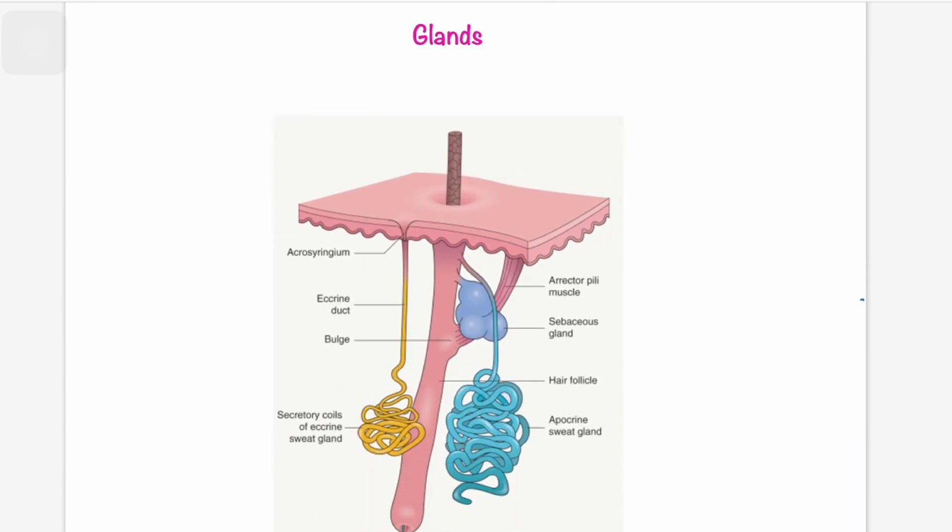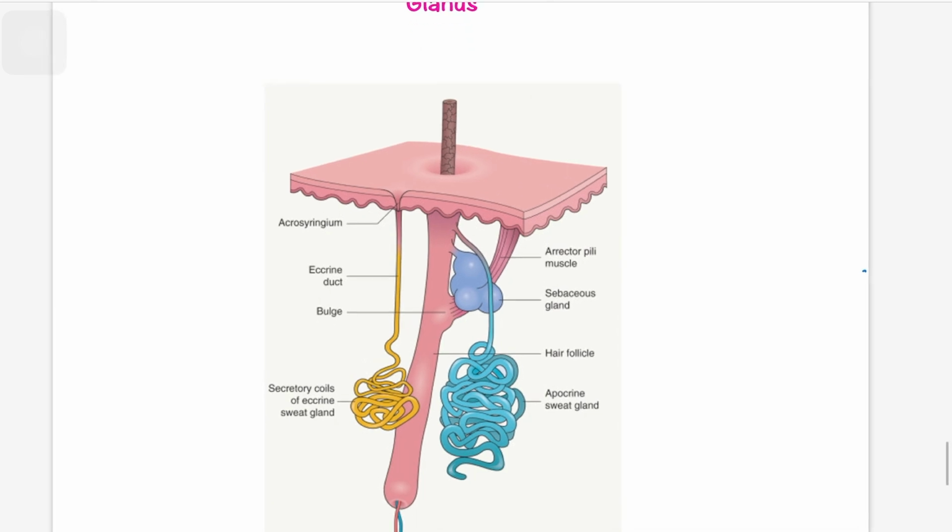It's the glands. Okay, so there are 3 glands in the skin which are embedded in the dermis. First is the sebaceous gland, and there are 2 other sweat glands. This is the eccrine gland, which opens directly onto the surface of the skin, and there is another gland which opens along with the hair follicle. This is the apocrine gland.